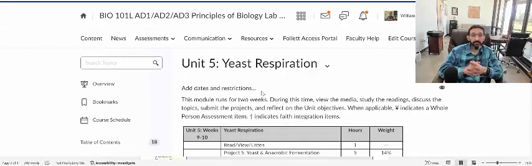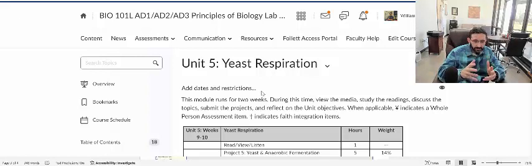Essentially, yeast are single-celled eukaryotes that will use sugar to power themselves. And if they run out of oxygen, they'll actually produce ethanol as a byproduct. And we produce lactic acid when we run out of oxygen. So what we're going to be doing is demonstrating how yeast can metabolize different sugars and food sources. And we're going to be measuring the amount of CO2 they produce as a result of that metabolism.